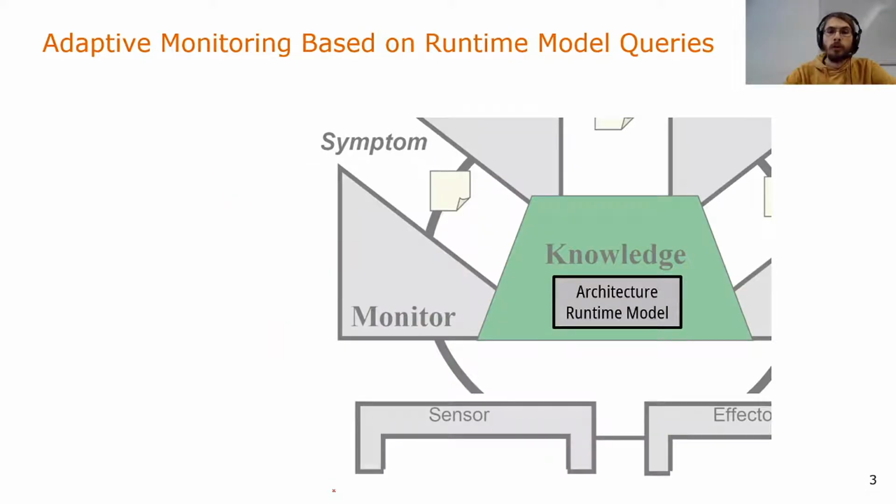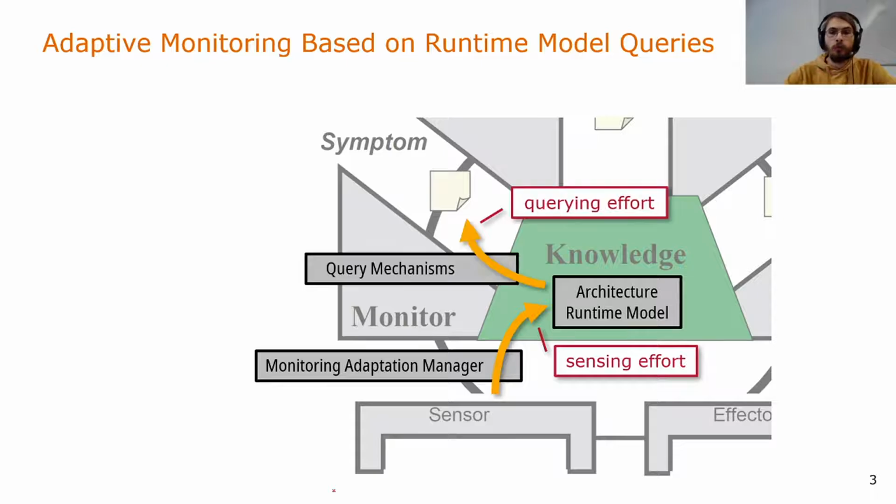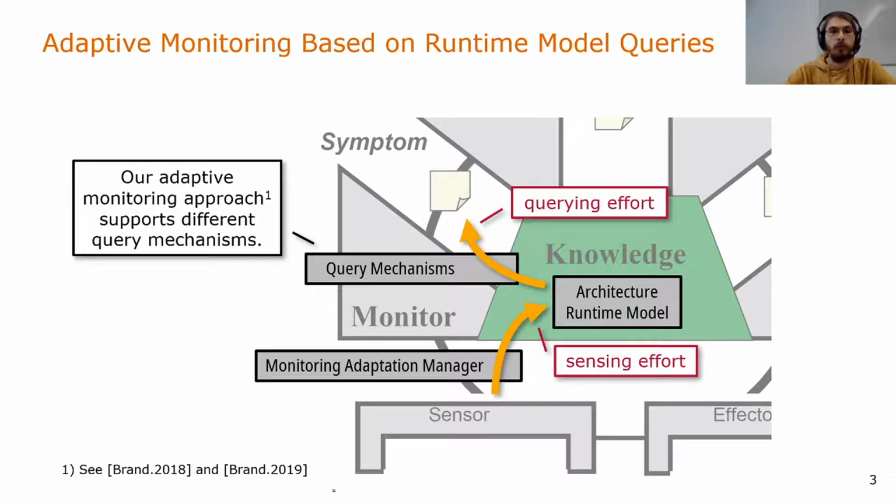Specifically, we assume an architecture runtime model as part of the knowledge base, which is extracted from a monitored system using data provided by system sensors, and which can, by different query mechanisms, be queried for the symptoms that we're interested in. In previous work, we have introduced an improvement to the monitoring phase, which we call adaptive monitoring, and which allows the query mechanism and the query execution to influence the activation and deactivation of sensors, thereby saving sensing effort.